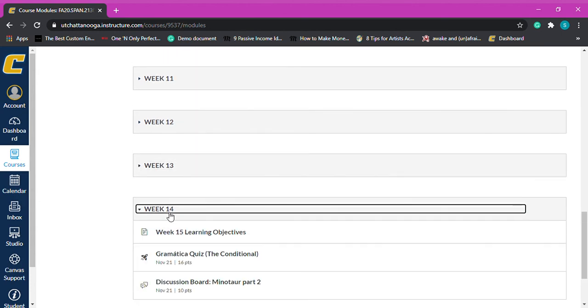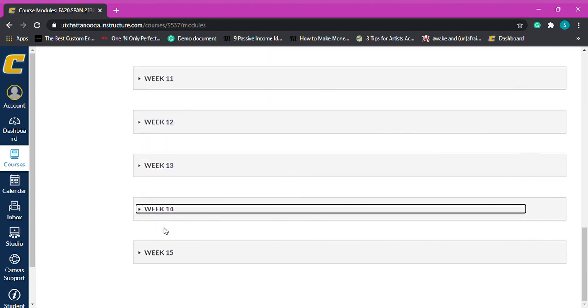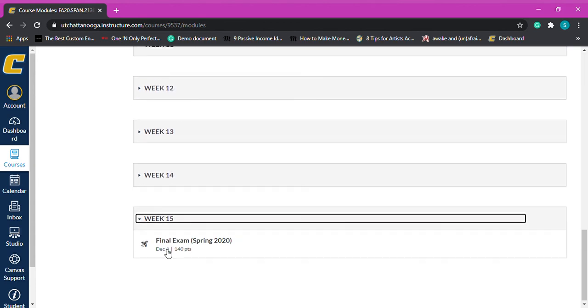For week 14, we have another grammar quiz on the conditional, and then the second part of the Minotaur as a discussion board. And once again, we need to pick out main ideas from Picasso's excerpt. And then week 15 is the final exam.